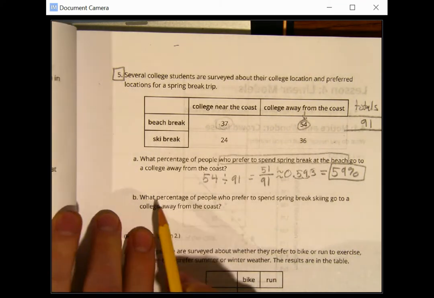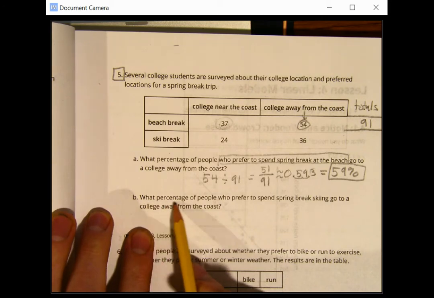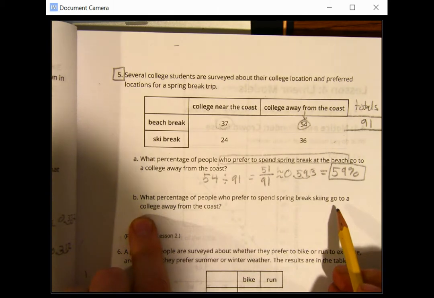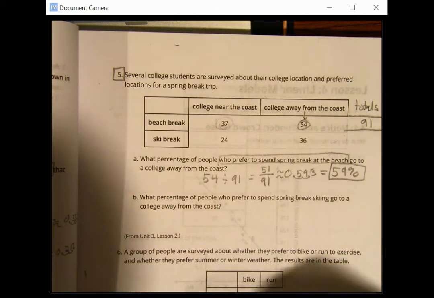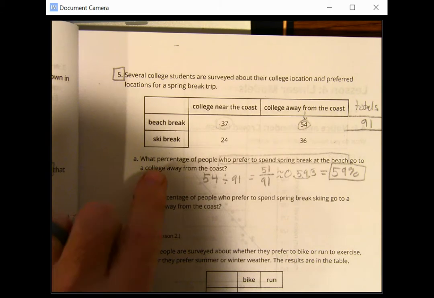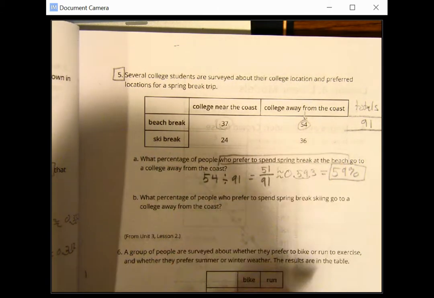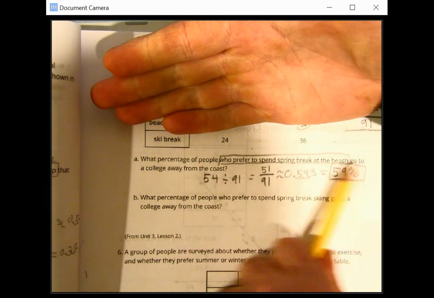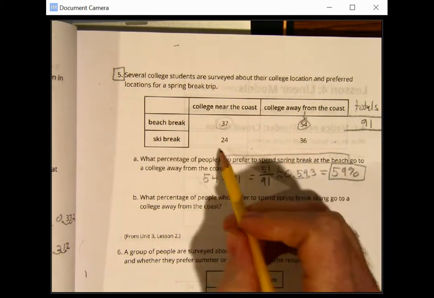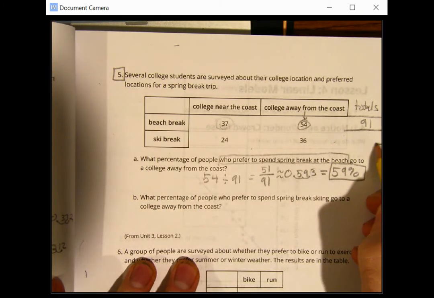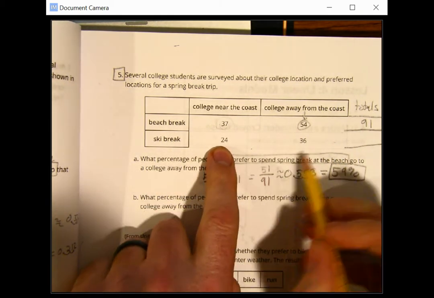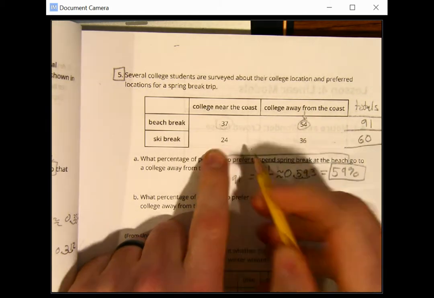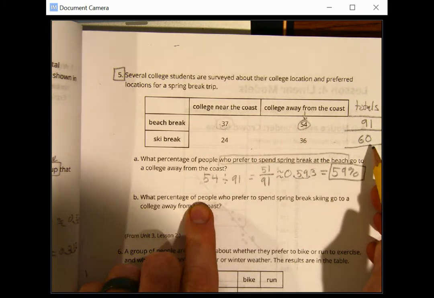All right, the next one we're looking at. What percentage of people who prefer to spend spring break skiing go to college away from the coast? Okay, so now we're narrowing our vision to people who like to ski during spring break. So instead of looking at the top, we're now looking at the bottom, right? So we're looking at this row right here. We're going to have to total these up because we need to know how many people are in this row. So 24 plus 36. Well, that is 60. So 60 total people like to go skiing for spring break.